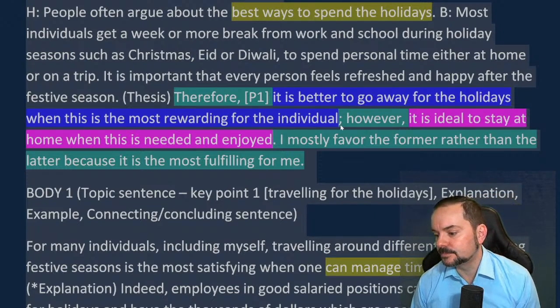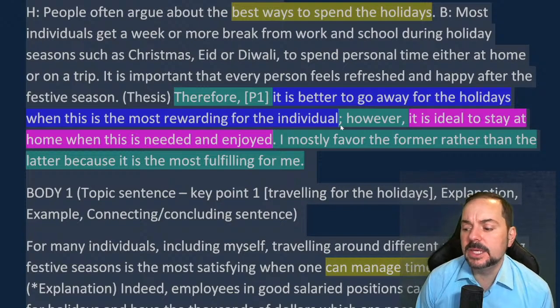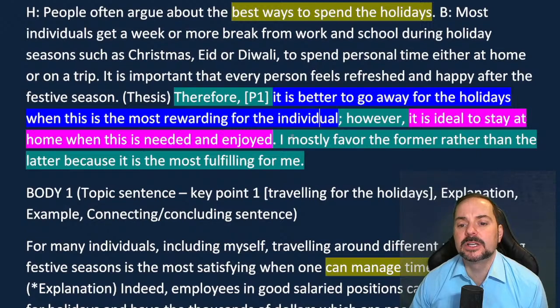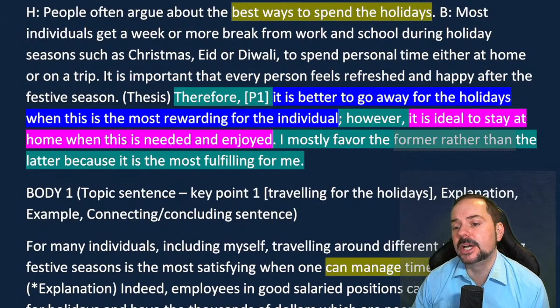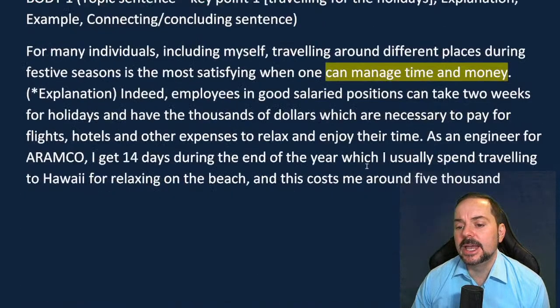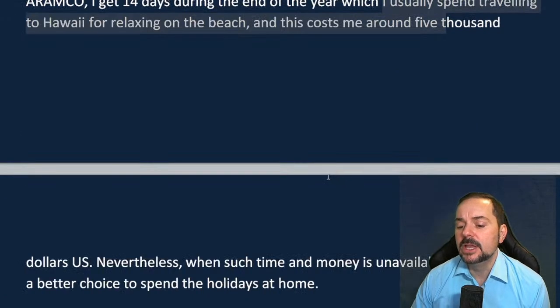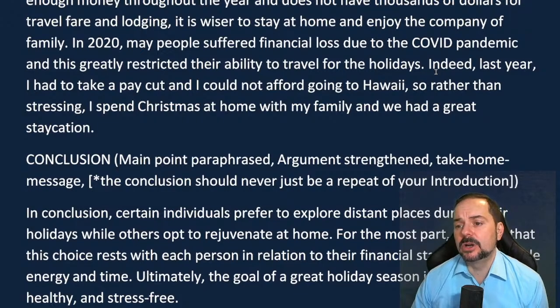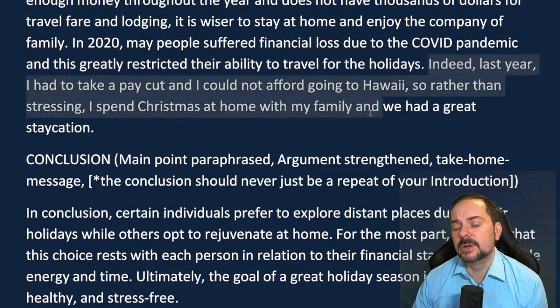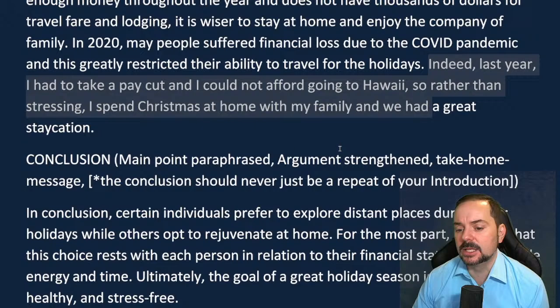Okay? All right. Mian, stating your opinion depends on the structure of your essay. Because here I agreed in the introduction with the former rather than the latter, that's why I had my opinion. But notice how my opinion kind of resonates throughout the entire essay. So I have my opinion in the beginning here. I have it in body paragraph 1. I usually spend traveling. And even in the example of body paragraph 2 of not having enough money last year, I still have my opinion in there.